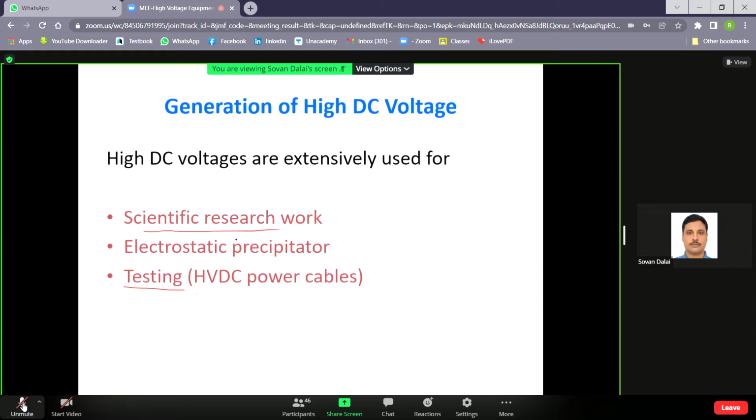And sometimes this high voltage DC, though not an application of generation of high voltage here, is used in one case, the electrostatic precipitator. Electrostatic precipitator, where it is installed, if you have an idea about that electrostatic precipitator.